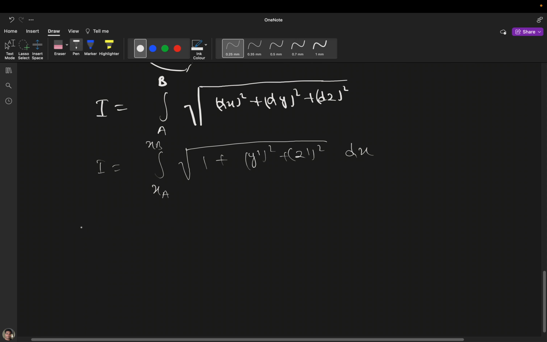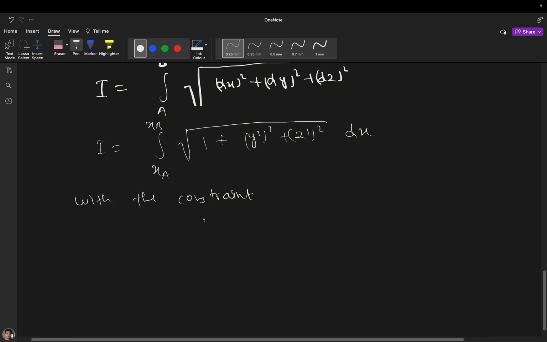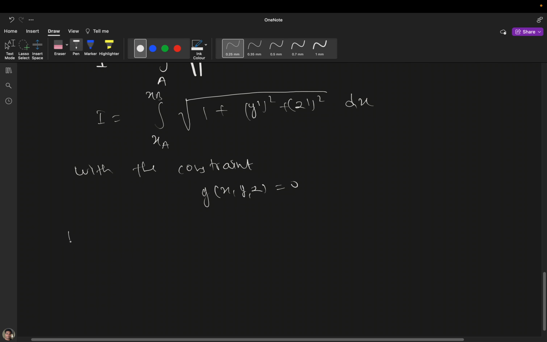This is a kind of constraint such that we can write the constraint as g(x, y, z) equal to 0. So this is a problem of constraint optimization.